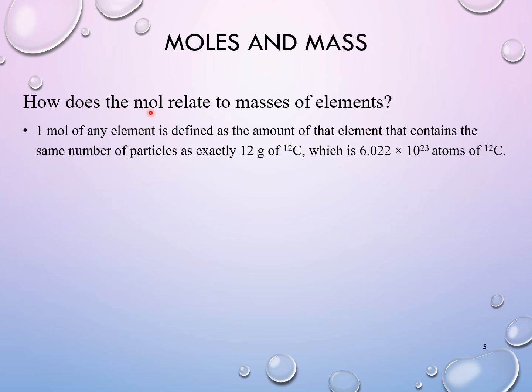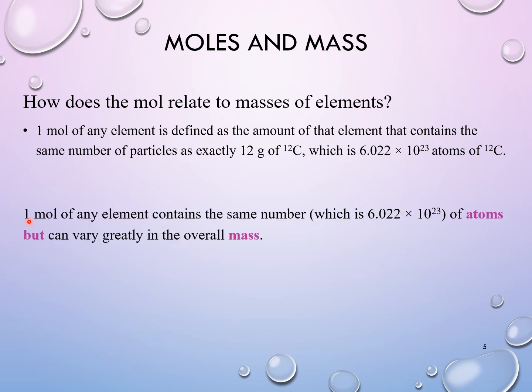So how do we relate moles to masses? 1 mole of any element is defined as the amount of element that contains the same number of particles as 12 grams of carbon-12, which in this case will be 6.022 times 10 to the power 23 atoms of carbon-12. So if we say 1 mole of carbon-12, we will have 6.022 times 10 to the power 23 atoms of carbon-12. That's the official definition.